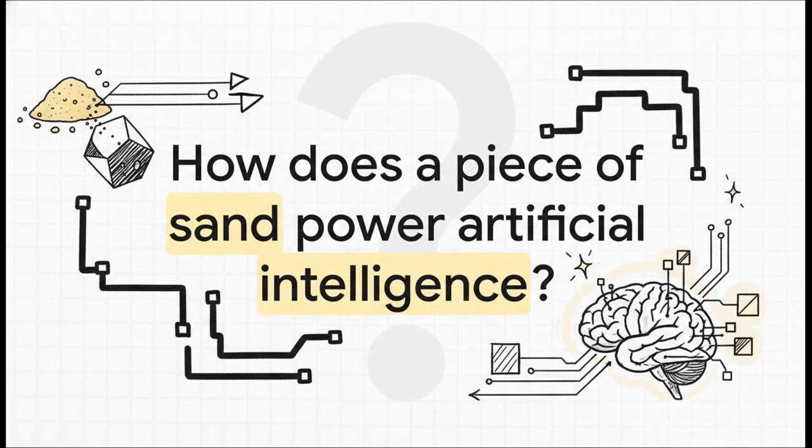It sounds like something out of science fiction, doesn't it? How can you possibly take a piece of sand, the stuff you find on the beach, and turn it into the engine for a thinking machine? That's the core question we're going to answer today. And believe it or not, the whole journey from a grain of sand to superintelligence all starts with one very special secret property of its main ingredient.